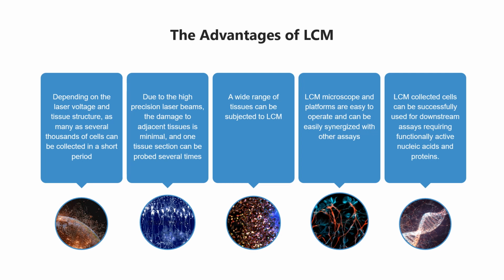1. Depending on the laser voltage and tissue structure, as many as several thousands of cells can be collected in a short period. 2. Due to the high-precision laser beams, the damage to adjacent tissues is minimal, and one tissue section can be probed several times. 3. LCM microscope and platforms are easy to operate and can be easily synergized with other assays.